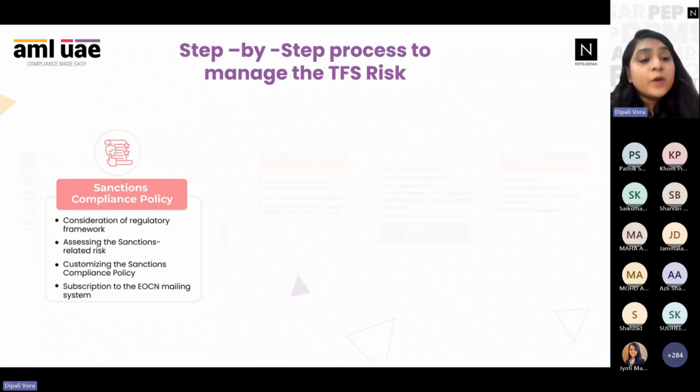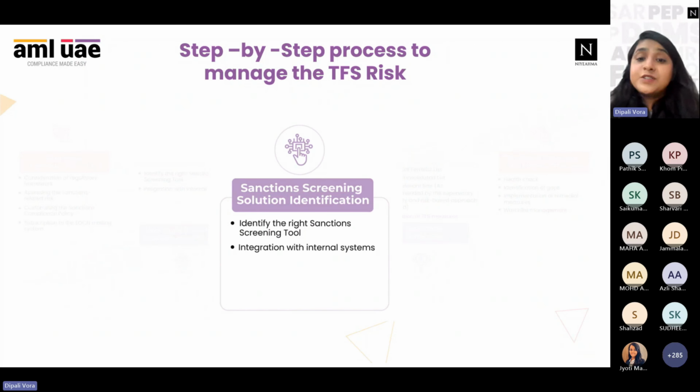Also, we need to document the process of how we are going to comply with the subscription that we do. As I said, we have to subscribe to the EOCN website to receive timely updates. Timely updates means wherever there are any changes or updates in the sanction list, they will be sent to us via email. So what is the process that we will follow when such update mails are received? That entire process also needs to be documented in your sanction compliance policy.